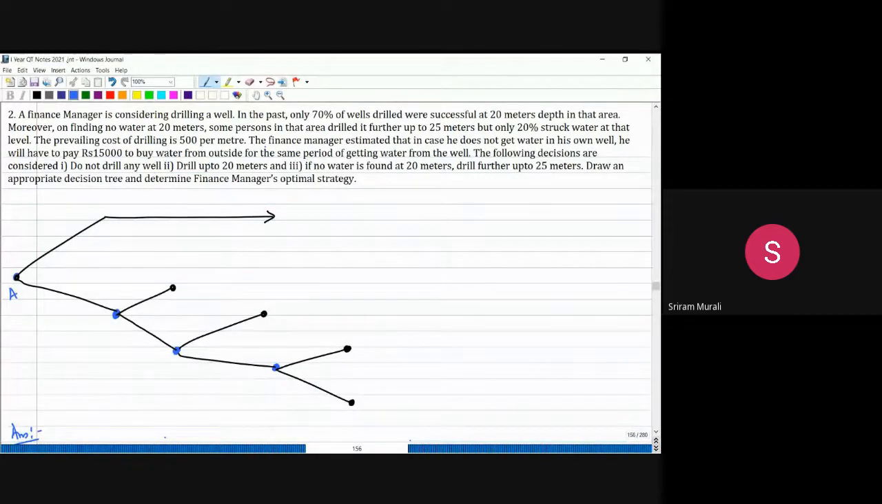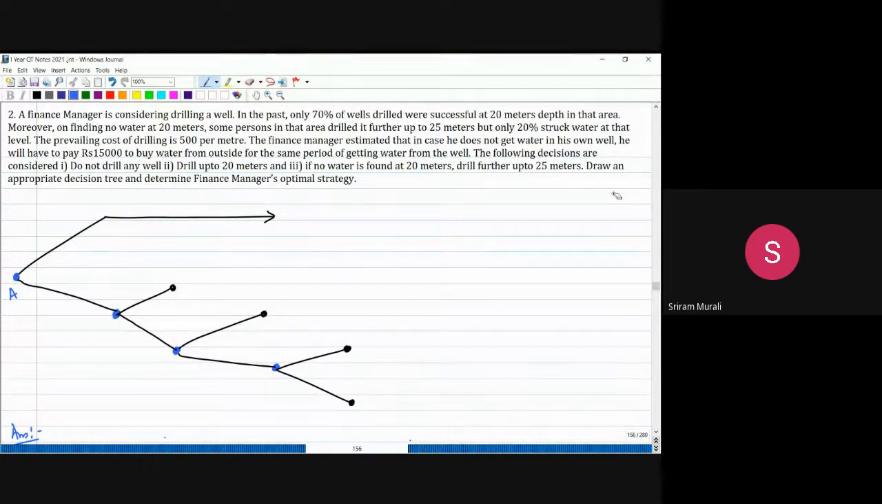So he has to buy water for 15,000 rupees. So the following decisions are to be considered. First case, do not drill any well. Drill up to 20 meters. If no water is found in 20 meters, drill up to 25 meters. So we want to draw the appropriate decision tree.